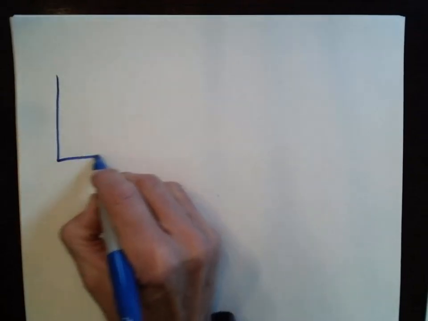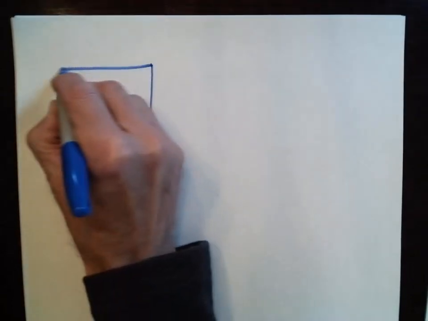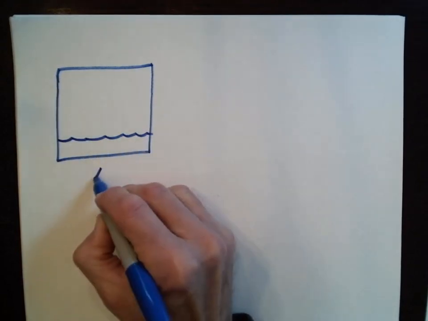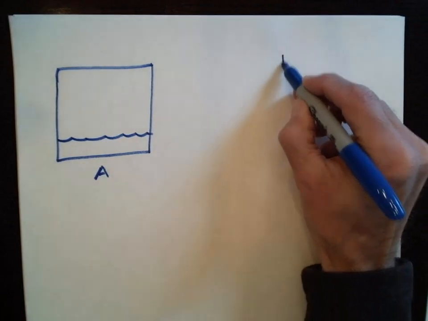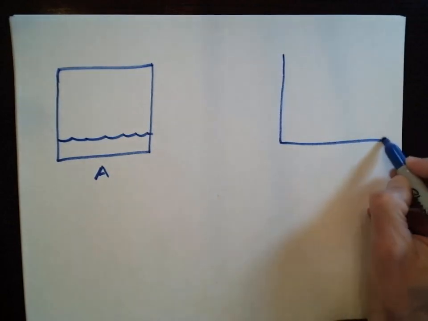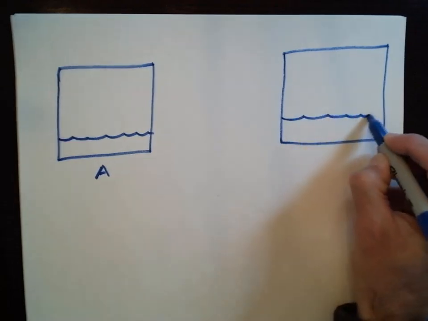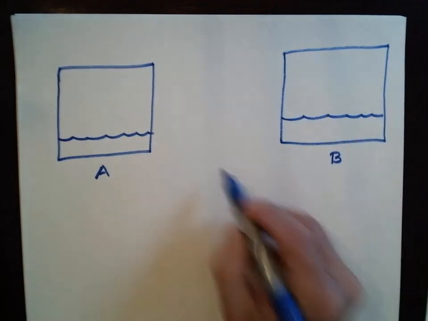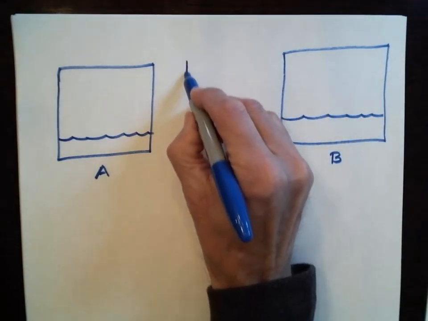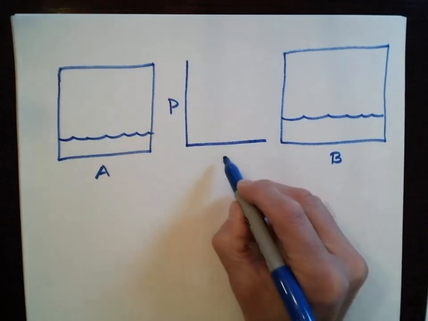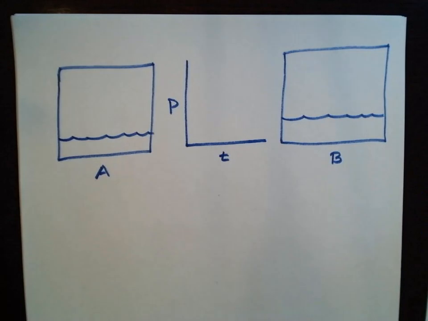Okay, now let's imagine doing the following experiment. In this container, we're going to seal it, and we're going to place in this container liquid A. And in a second sealed container, we'll stick liquid B, which is a different liquid. And we're going to run the same experiment. We're going to look at the pressure inside each container over time.